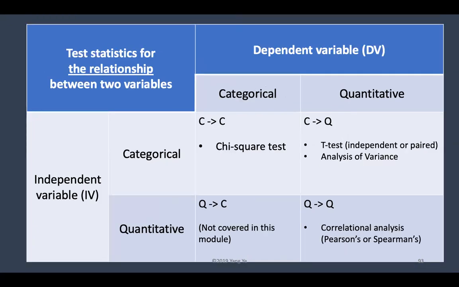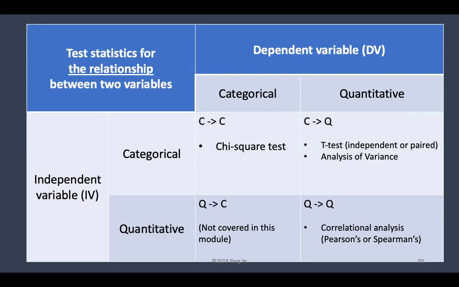And here's a summary of testing the relationship between two variables. We've talked about the chi-square test. In the case where you have a categorical independent variable and a quantitative dependent variable, such as experiments, we can use a t-test, or we can use analysis of variance.